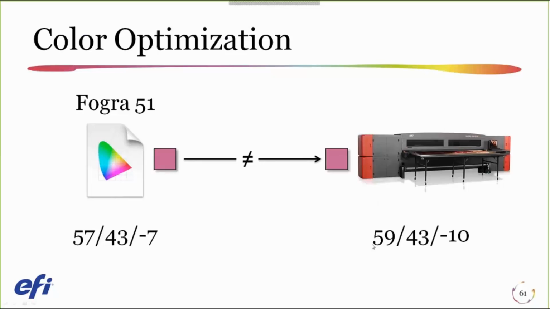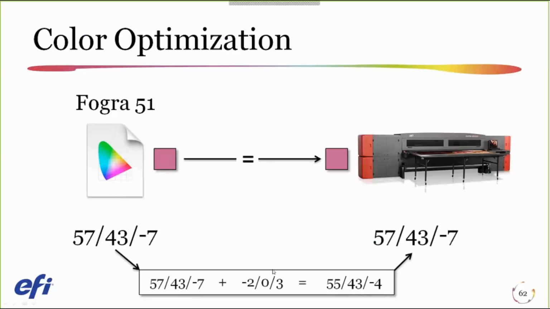So what the optimization process will do is it'll come up with a correction factor. It'll say, hey, when you see this LAB value come out of this ICC profile, lower the L star value 2, leave the A alone, and raise the B star value 3. And come up with this recipe, send that to the printer, so that when the printer prints it, it actually prints this value when measured with a spectrophotometer, and now they match.